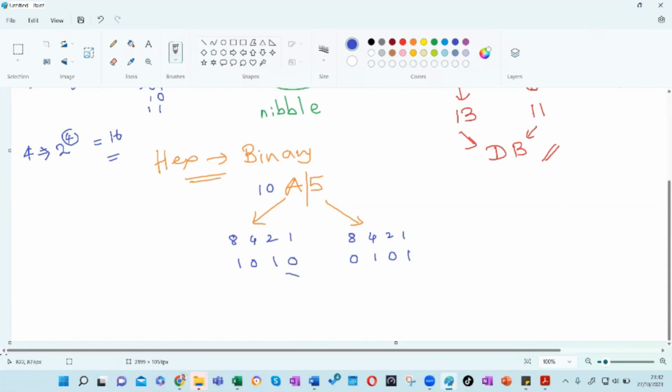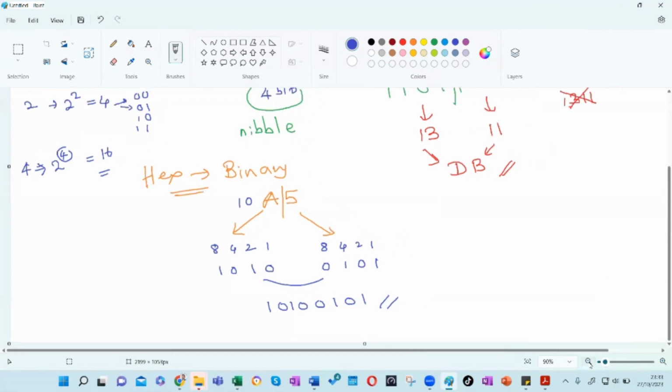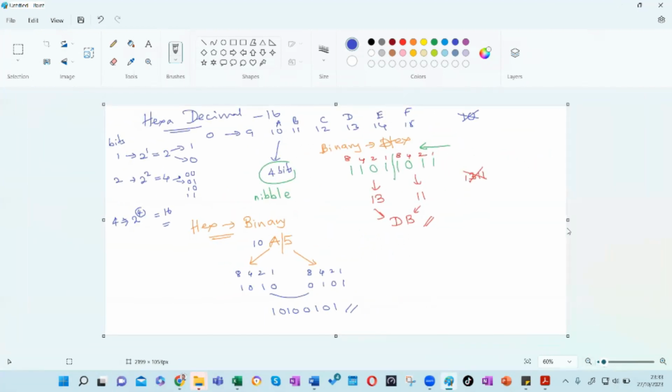Now what you do is you join these two and write them as one answer: 1, 0, 1, 0, 0, 1, 0, 1. Is that correct? Okay, easy, right? That's how you convert hexadecimal into binary. Any questions, any doubts? Okay, let me share this.